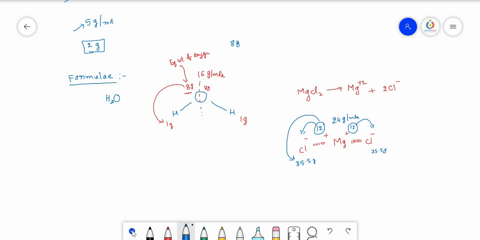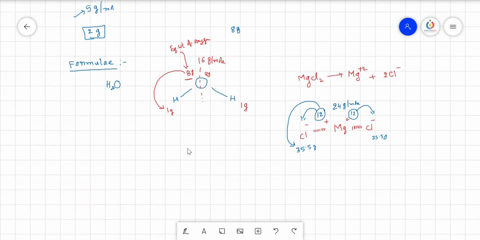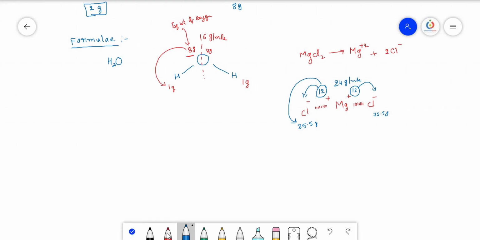So the mass of an element that is able to combine with 35.5 grams of chlorine is simply called equivalent mass. We need to develop a formula to calculate these equivalent masses, because we should not go every time with the structure or chemical reactions. Now let us see the exact definition, the exact internal meaning of equivalent mass.